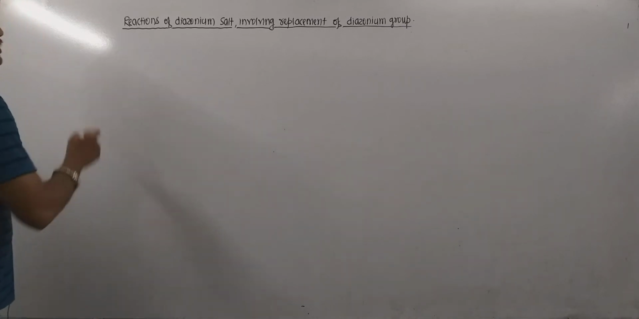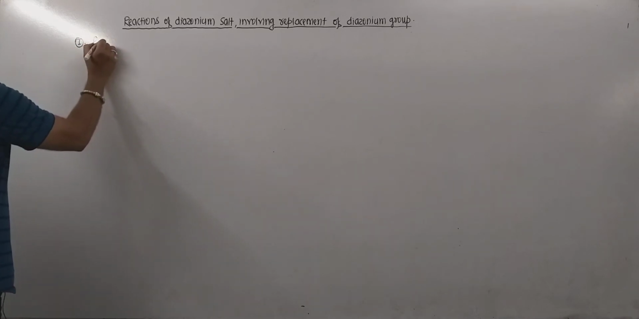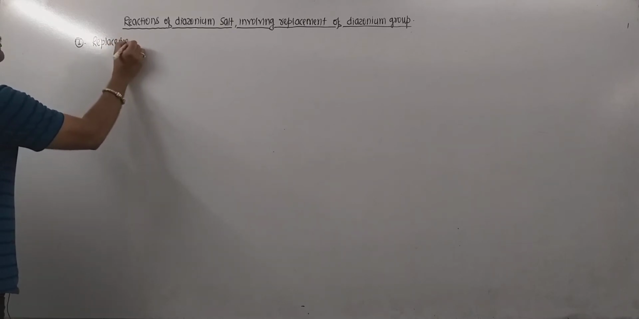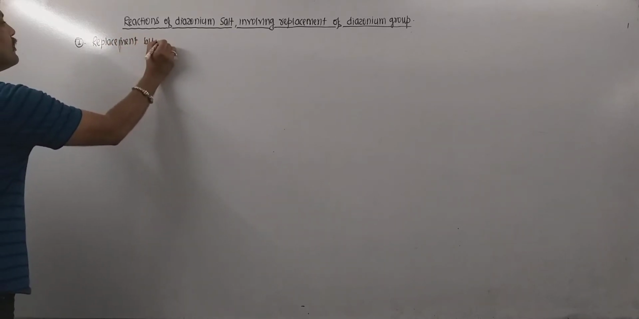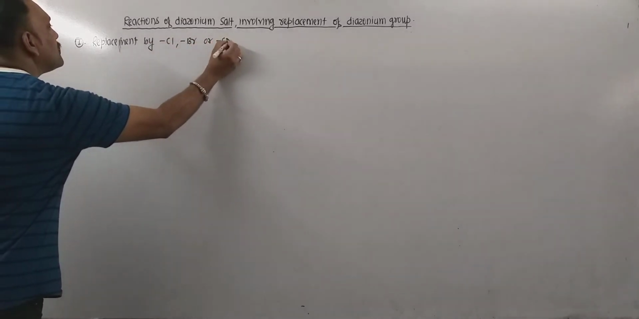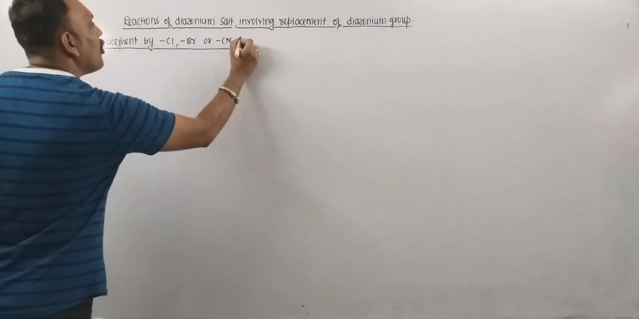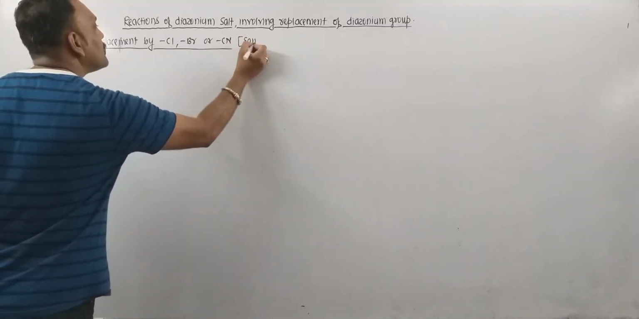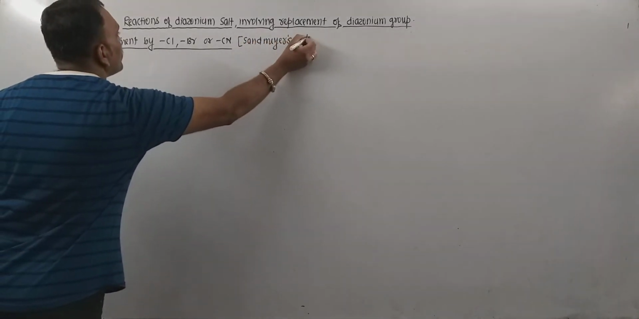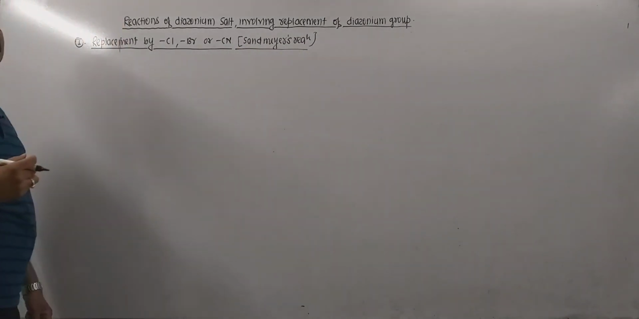So the very first thing to be discussed under this category is replacement by Cl, Br or CN. And remember, this reaction is more popularly known as Sandmeyer's reaction. Sandmeyer's reaction is very important. Now let's see what happens in this.